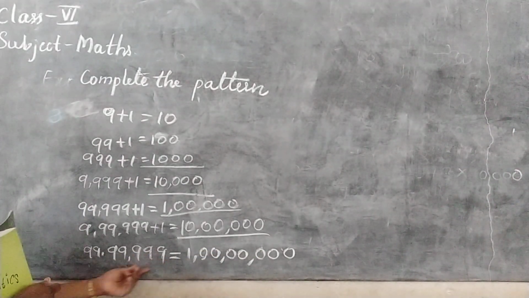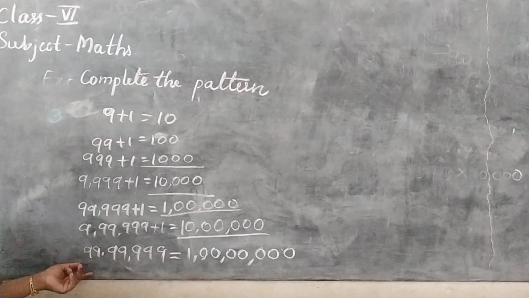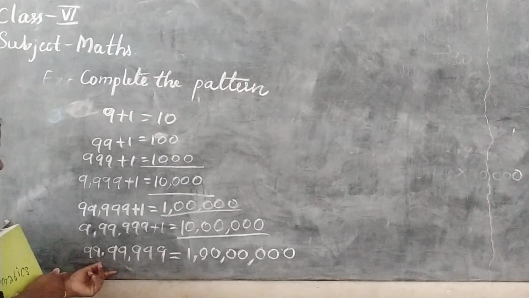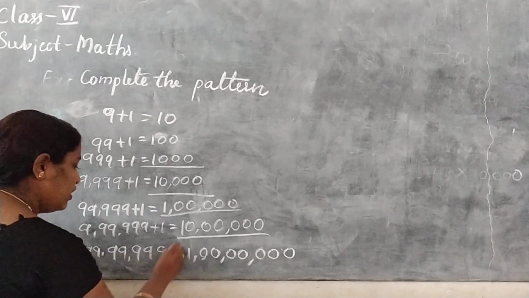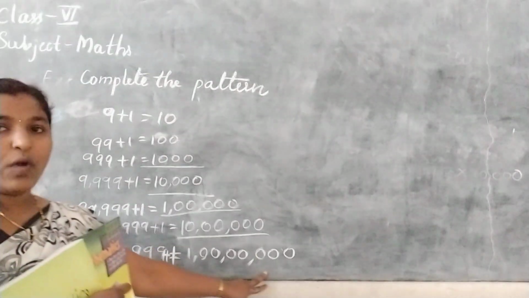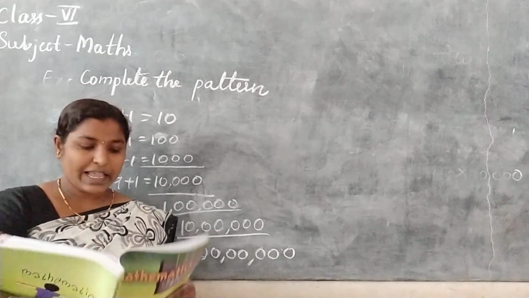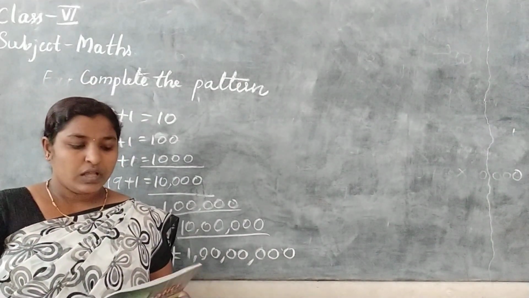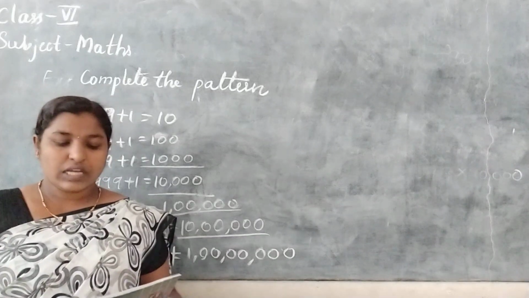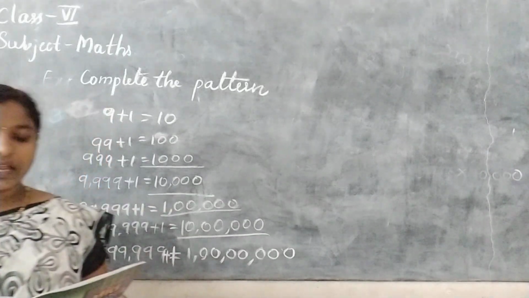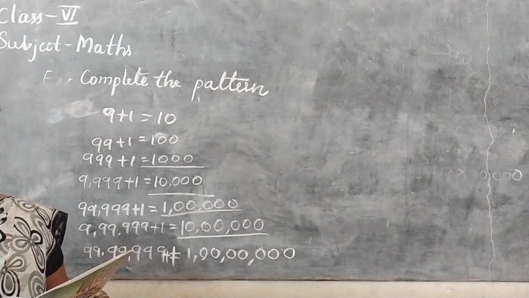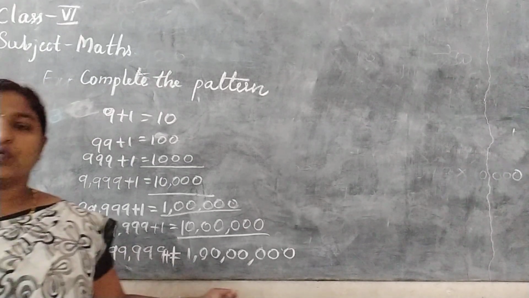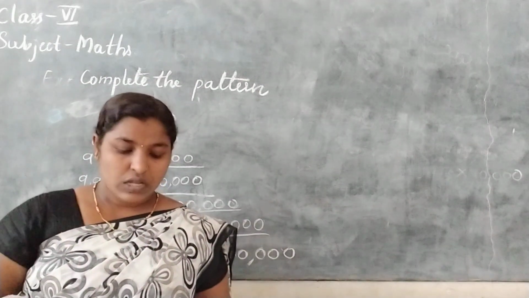So, for the greatest 7-digit number, if we add plus 1, we will get 1 crore. So that only is explained in your textbook. The greatest 7-digit number and the smallest 8-digit number. The smallest 8-digit number is called 1 crore. So like this we will get the crores.